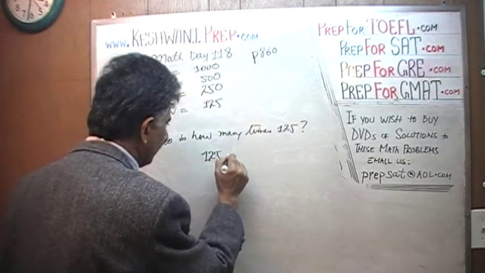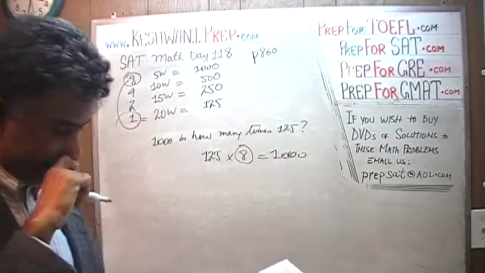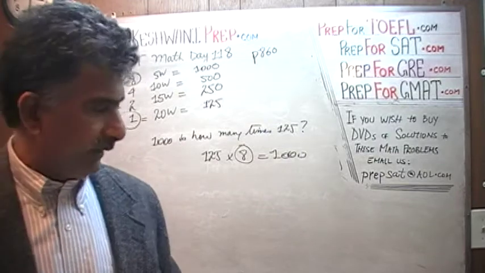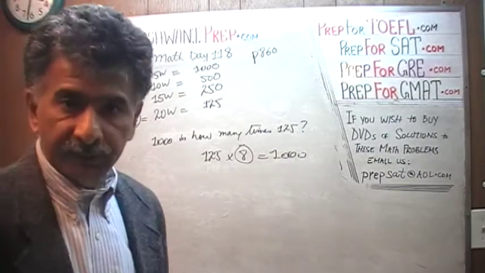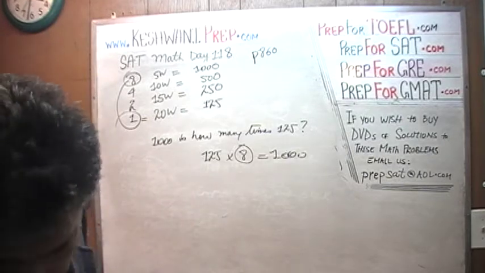125 times 8 equals 1000. The answer is 8. It is 8 times as fast. The answer is C. Number 10. Problem number 10.